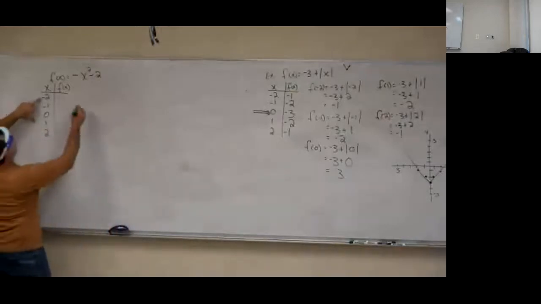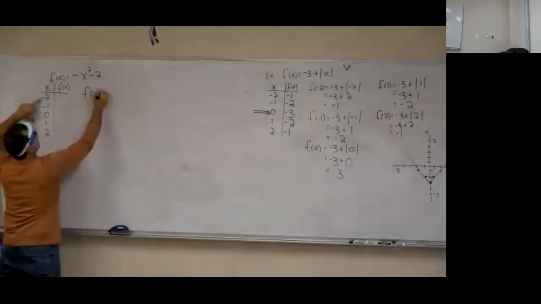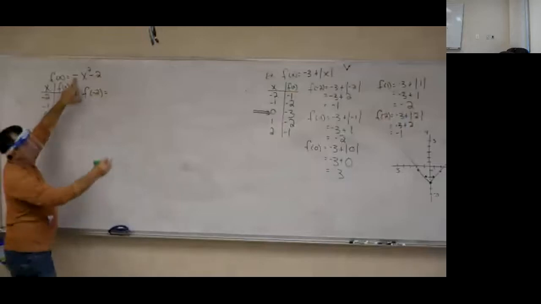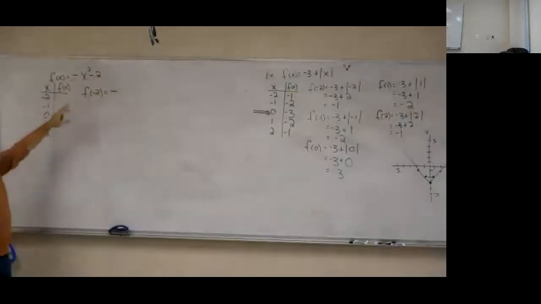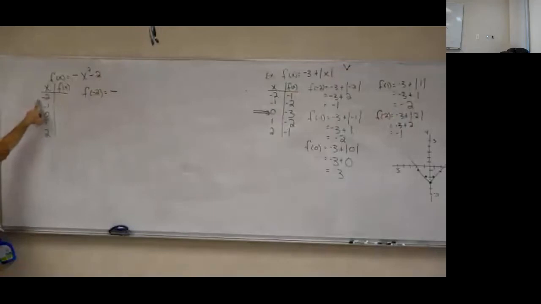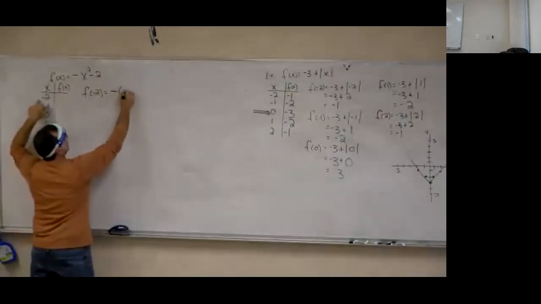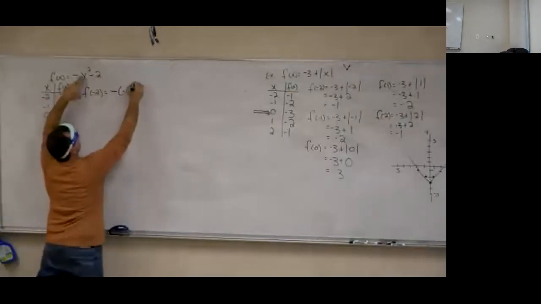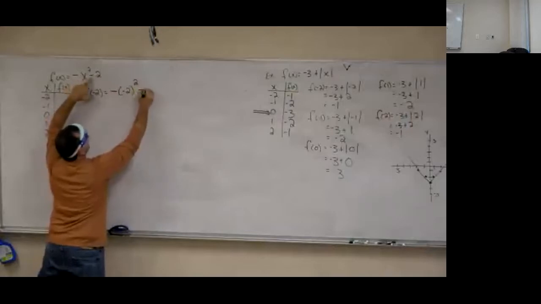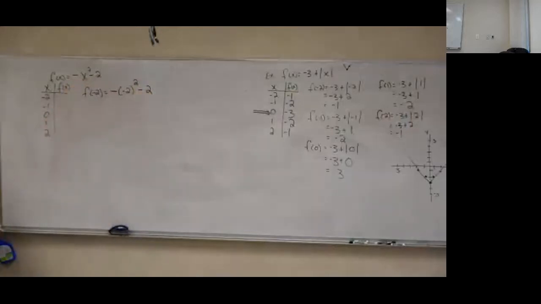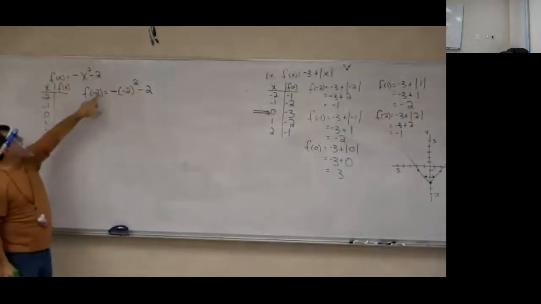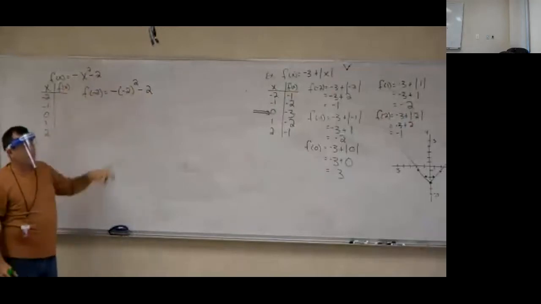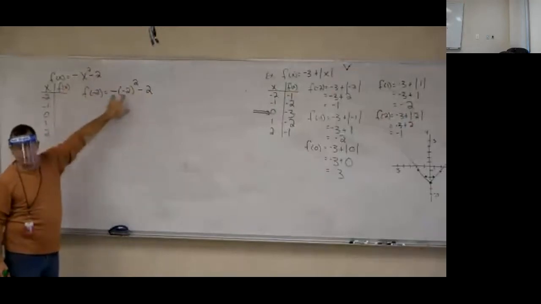So watch what's happening. I'm going to do f of negative 2. So the expression starts out with a negative. You got to write that negative. Then you're going to put in your x. Well, my x is a negative 2. So I'm going to put my negative 2 in parentheses. And then I'm going to square it. And then at the end, I'm going to subtract 2. So no matter what x you're putting in here, it's got to have that negative in the beginning. So that was up here in the formula.